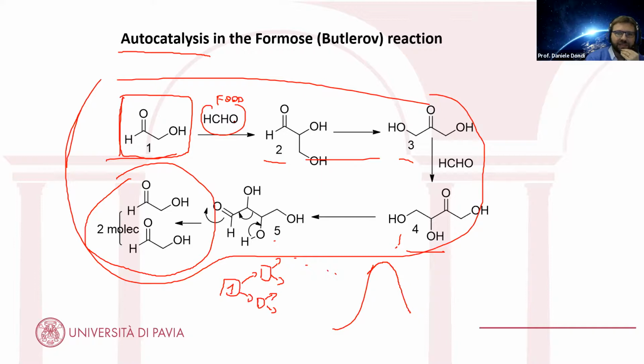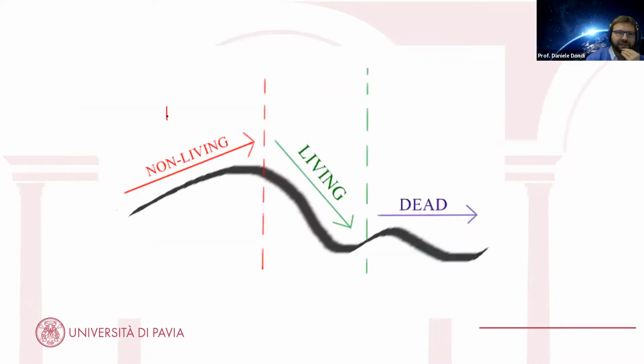So at the beginning, you have only formaldehyde, and you can think that it's non-living. Then you can start with the glyceraldehyde, and in the cycle, all these compounds you consider to be living. Then the concentration of formaldehyde drops, you have no more food, so you will have the death of the compounds. So this is a simplistic, reductionist point of view.